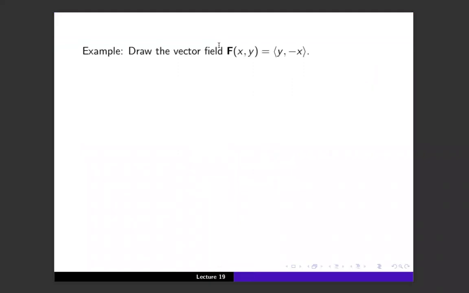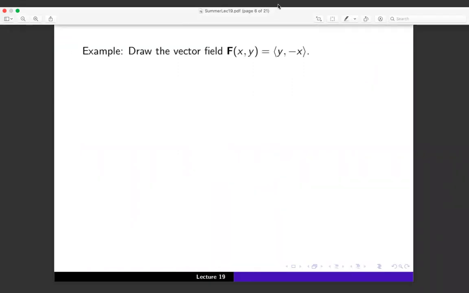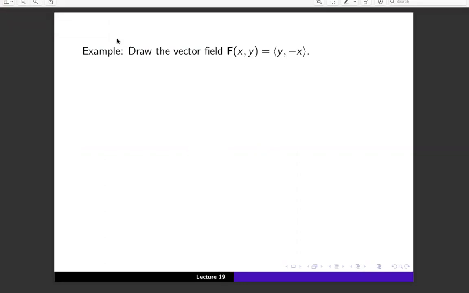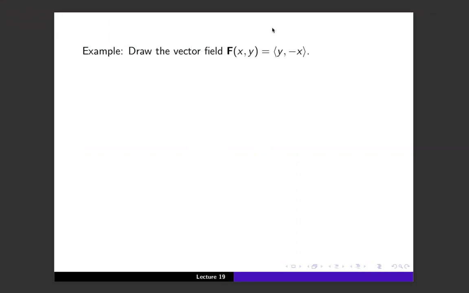So let's look at a concrete example of something like this. Here's a vector field: F of x, y is equal to y, negative x.